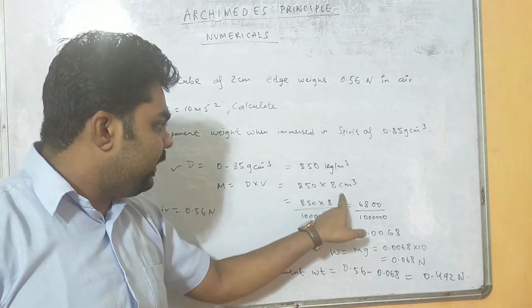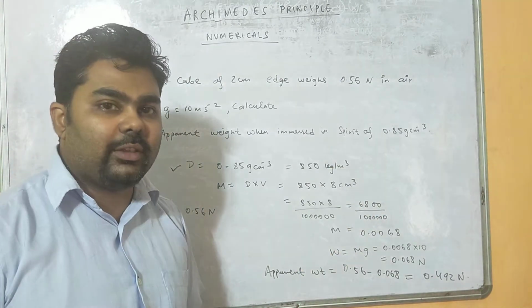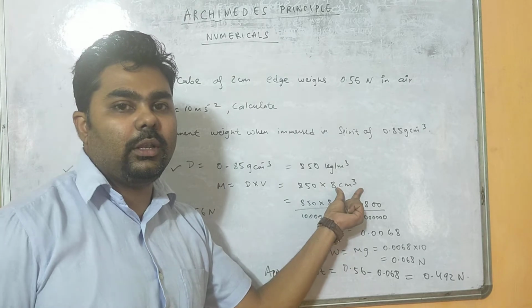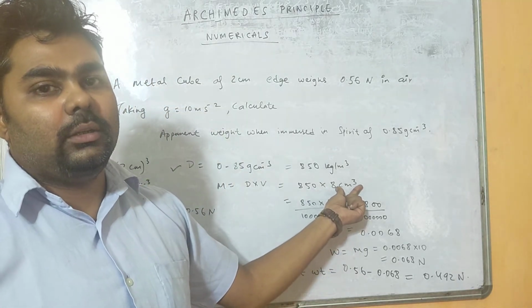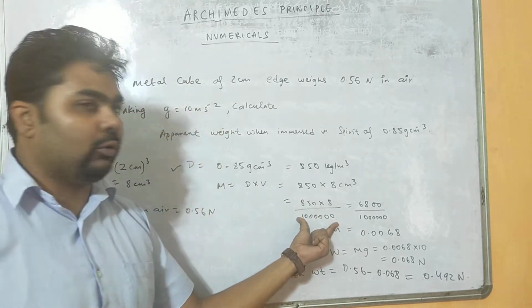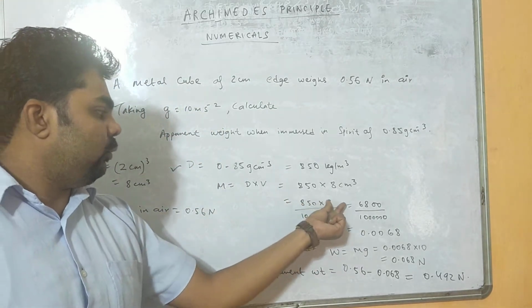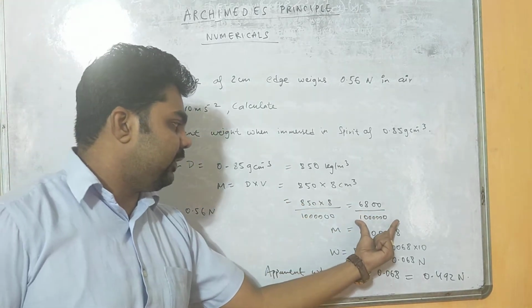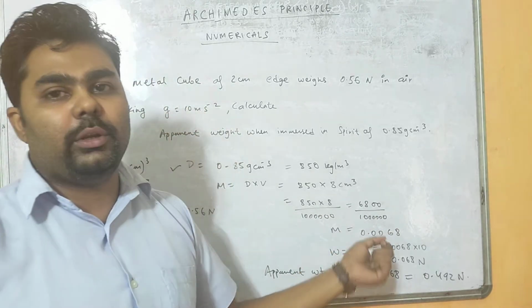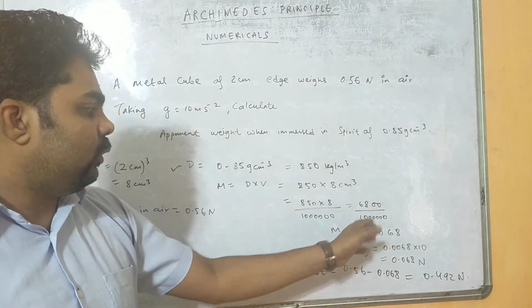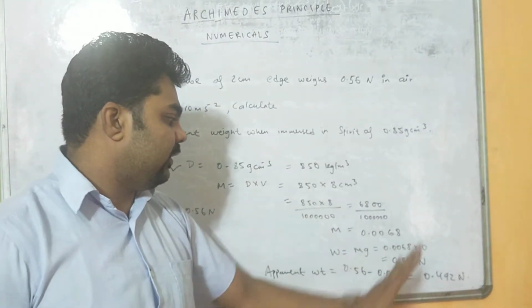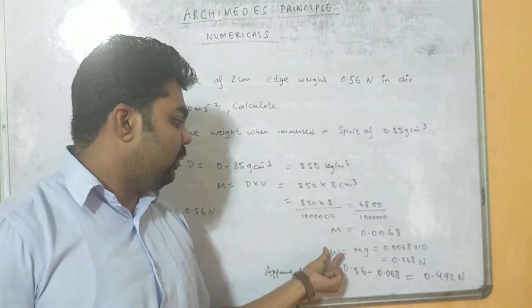Right? Now again centimeter cube we need to change into SI unit. That is, 1 centimeter equals 1 by 100 meter. Centimeter cube will be 1 by 10 lakh, that is 6 zeros. So 850 into 8 divided by 6 zeros, so we will get 6800 by 10 to the power 6, or 0.0068. So this is the mass. Now what will be its weight then?